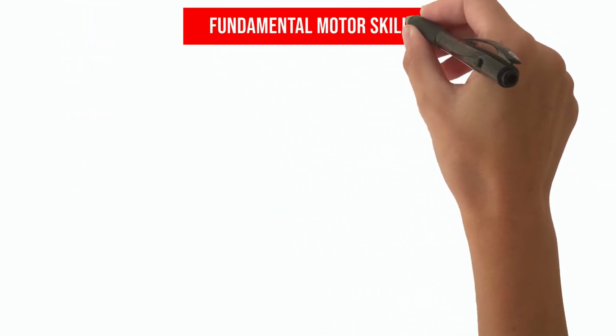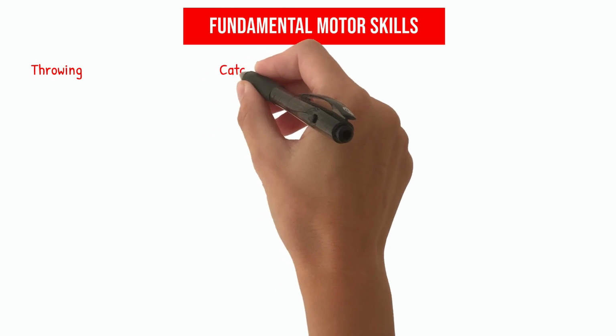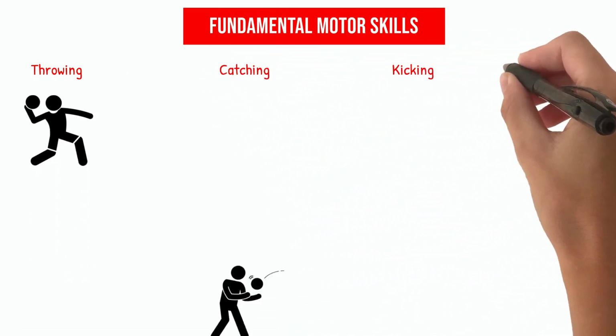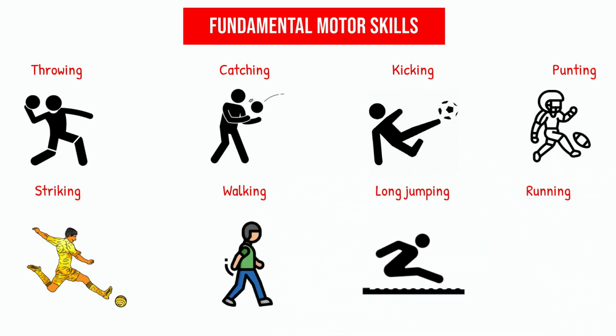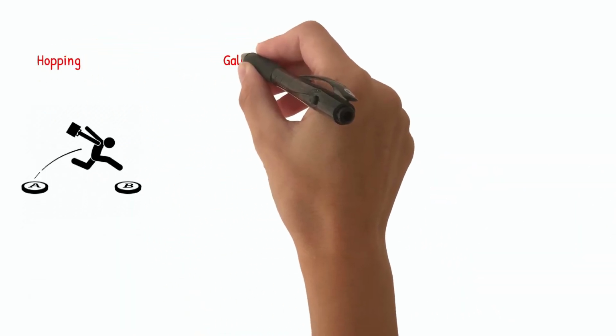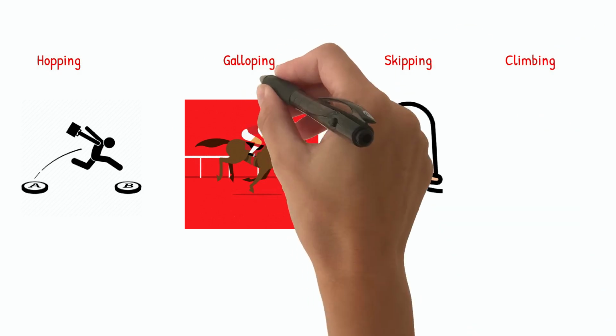Fundamental motor skills. The fundamental motor skills include throwing, catching, kicking, punting, striking, walking, long jumping, running, hopping, galloping, skipping, climbing.